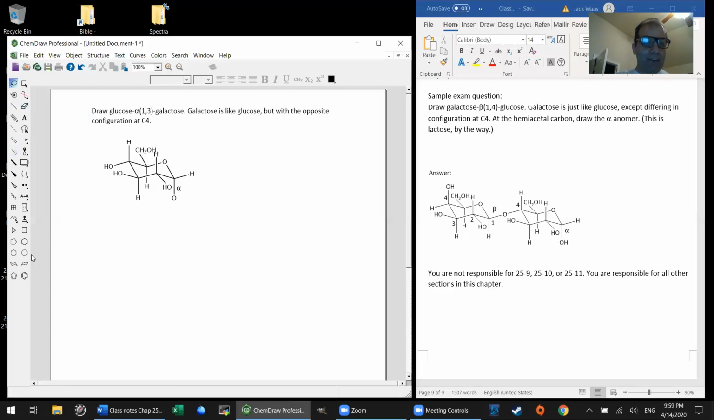So what does galactose look like? Well, galactose looks just like glucose, except it's different at carbon 4. So the OH at that carbon will be axial. This is carbon 4 over here. So I'll have to remember to make the OH axial there. Otherwise, only the hydrogens are axial.